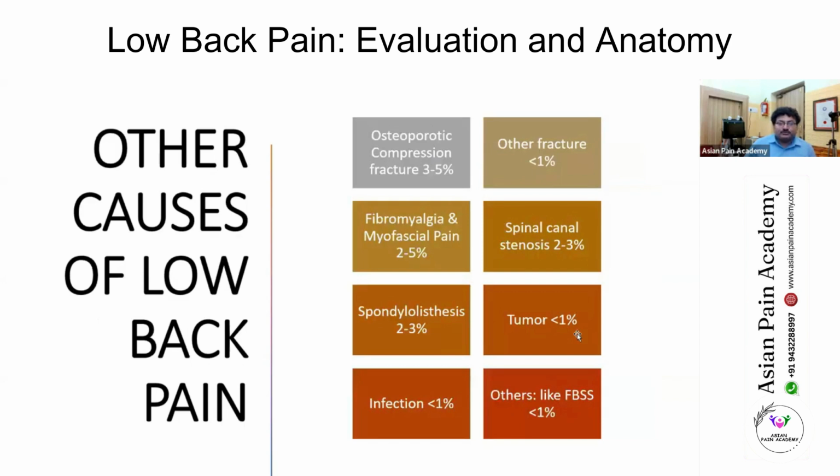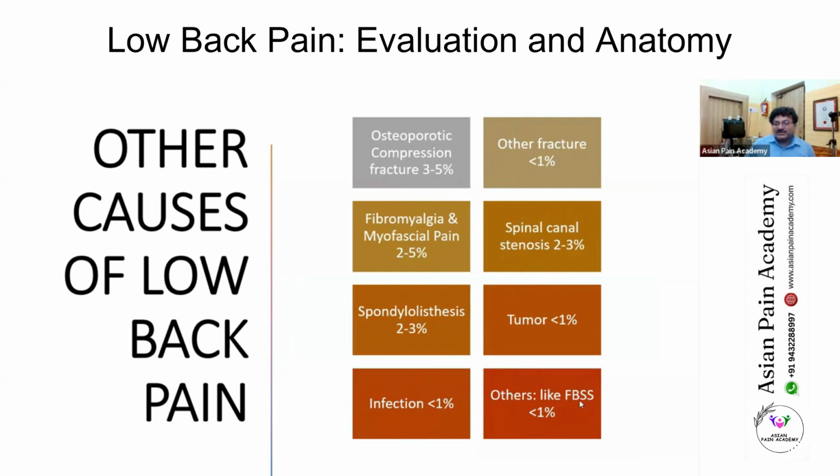Now, coming to the other causes: osteoporotic compression fracture, around 3 to 5% of cases; other fractures, less than 1%; fibromyalgia and myofascial pain, around 2 to 5% of patients; spinal canal stenosis, around 2 to 3%; spondylolisthesis, 2 to 3%; tumors, less than 1%; infection, less than 1%; and others like FBSS, also less than 1%.